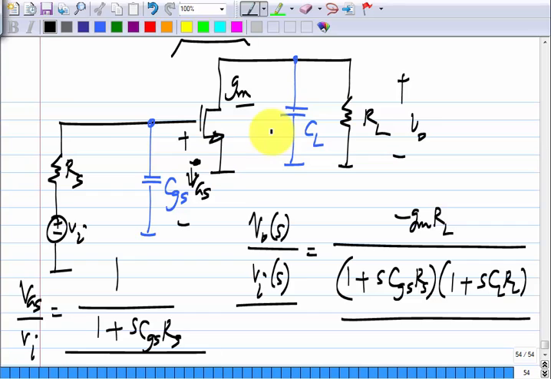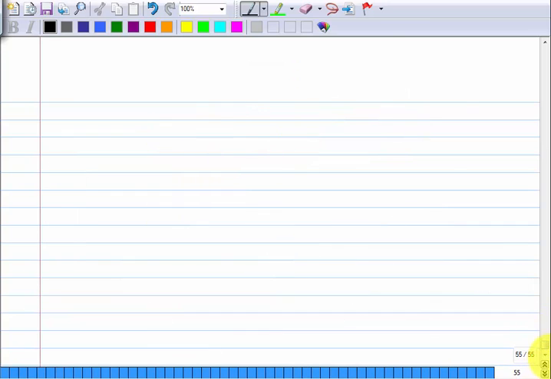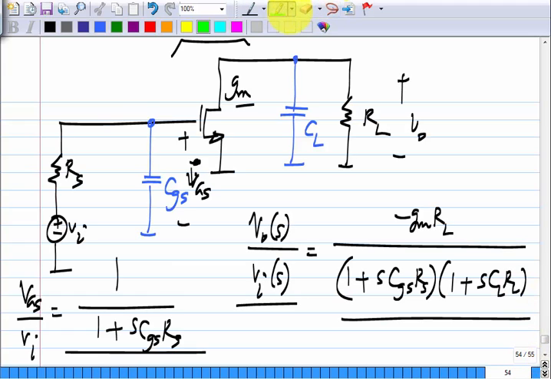Okay, so it's a second order transfer function, and of course any AC coupling capacitor will also have some effect on the response, but that we have ignored. We assume that those capacitors are infinitely large, and they behave like short circuits. Okay.